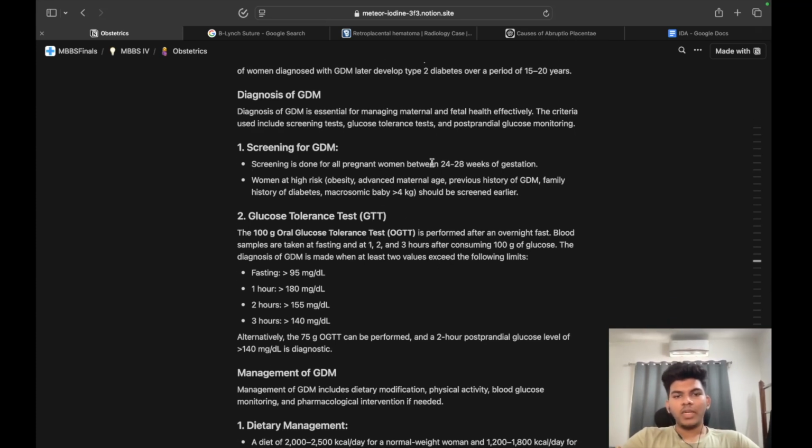Screening is done for all pregnant women between 24 to 28 weeks of gestation. Women at high risk are obese women, advanced maternal age, previous history of GDM, family history of diabetes, and a macrosomic baby, which is greater than 4 kilograms. They should be screened earlier.